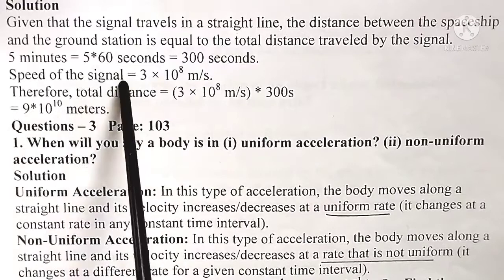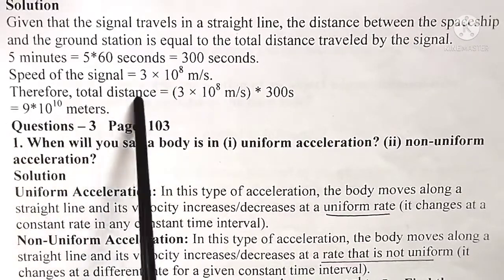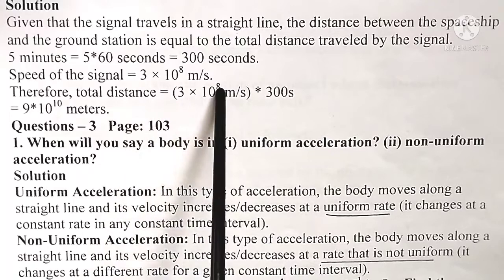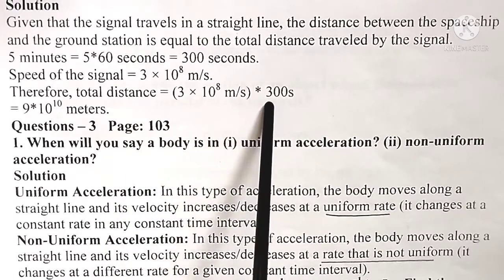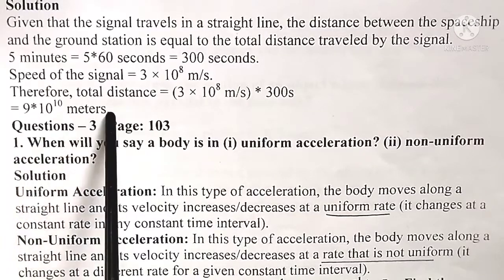Speed of the signal is equal to 3 × 10^8 meter per second. Therefore, total distance is equal to 3 × 10^8 meter per second × 300 second, that is equal to 9 × 10^10 meters.